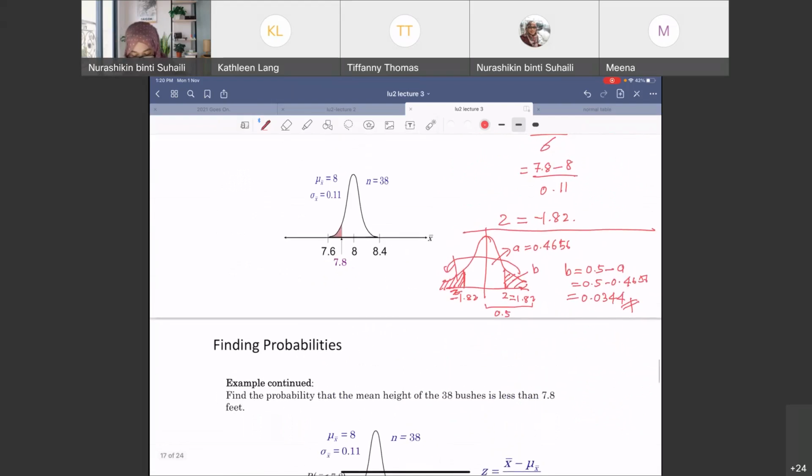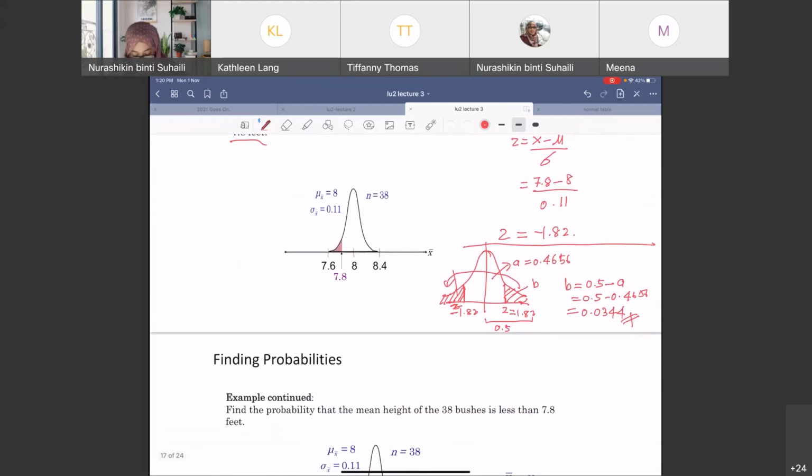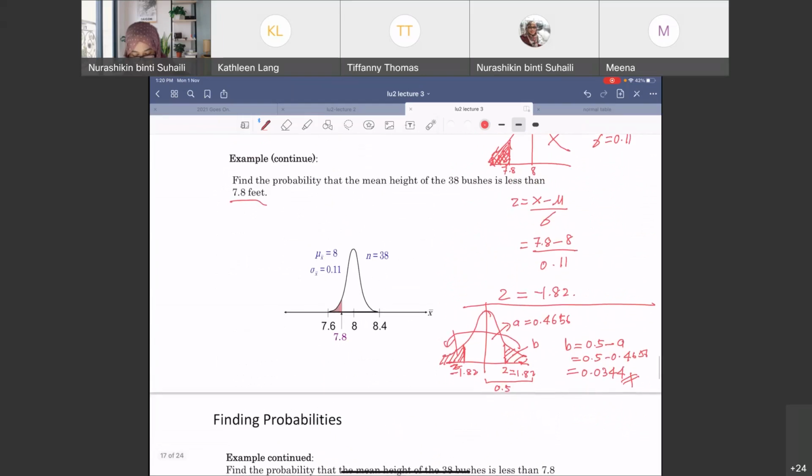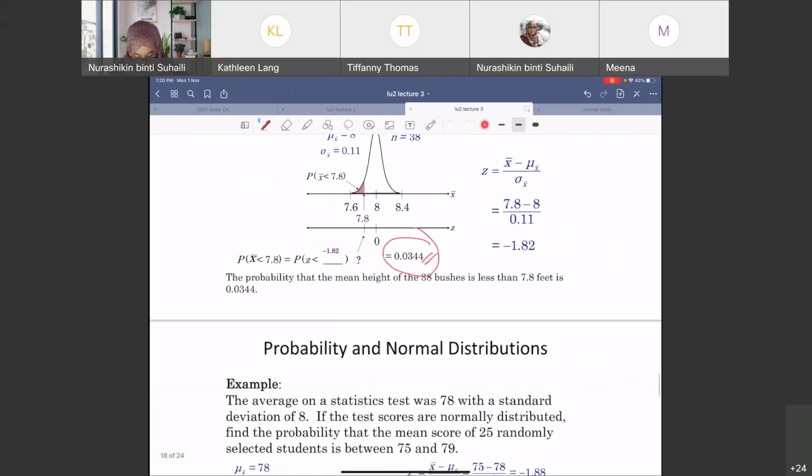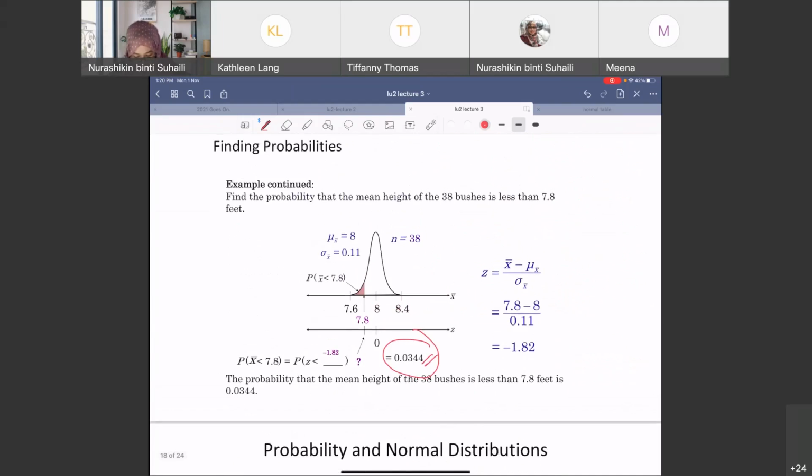So that's how you find the probability of the mean height being less than 7.8. 7.8 is the X value, then convert to Z first, then find the area, and that is the answer. I hope that's clear for you.